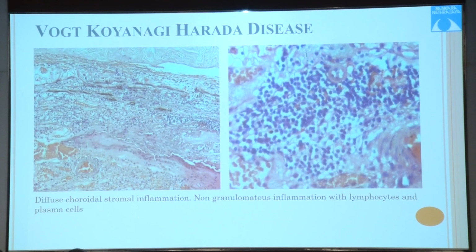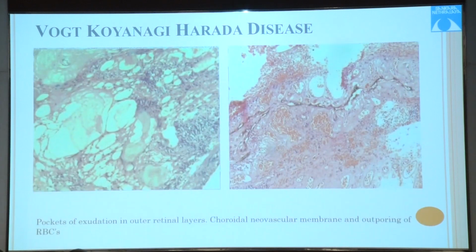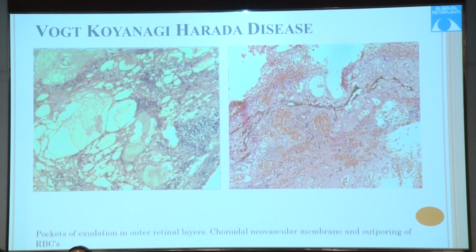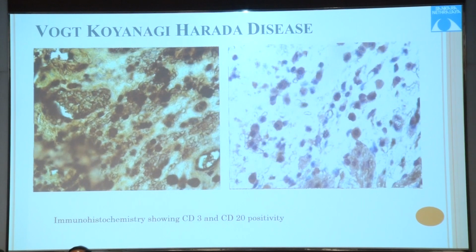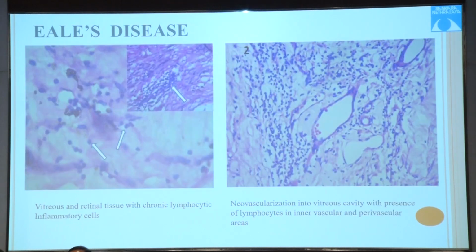In the isolated case of Vogt-Koyanagi-Harada disease, we found diffuse choroidal inflammation with lymphocytes and plasma cells. There is photoreceptor degeneration with pockets of exudation seen in the outer retinal layers. Choroidal neovascular membrane was seen with outpouring of RBCs. Immunohistochemistry showed strong CD3 and CD20 positivity.